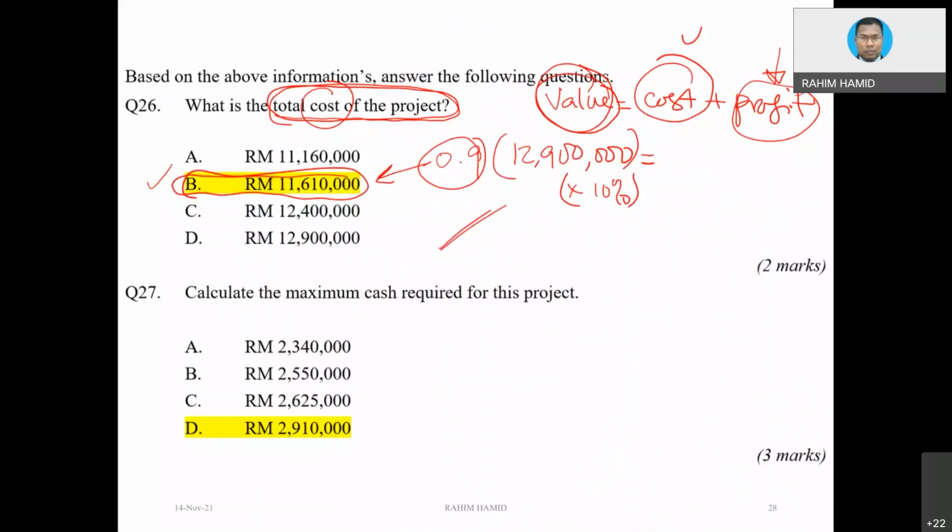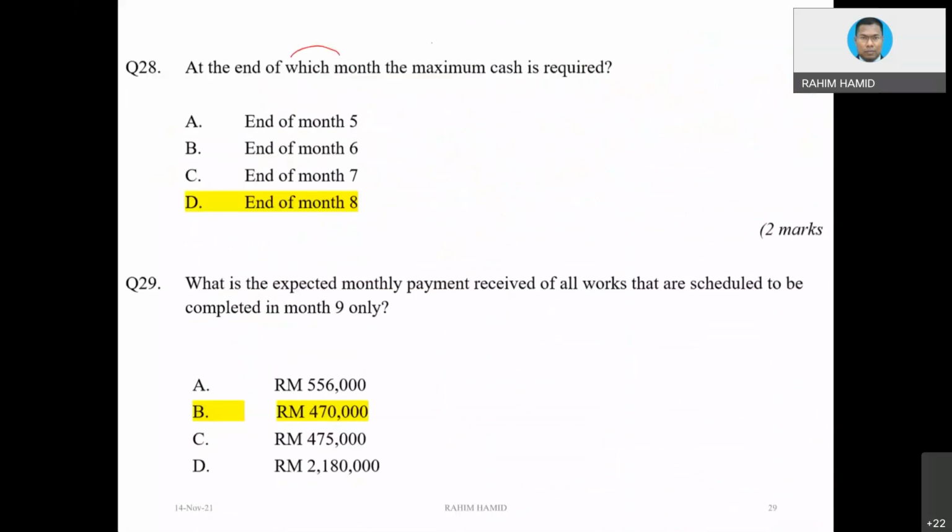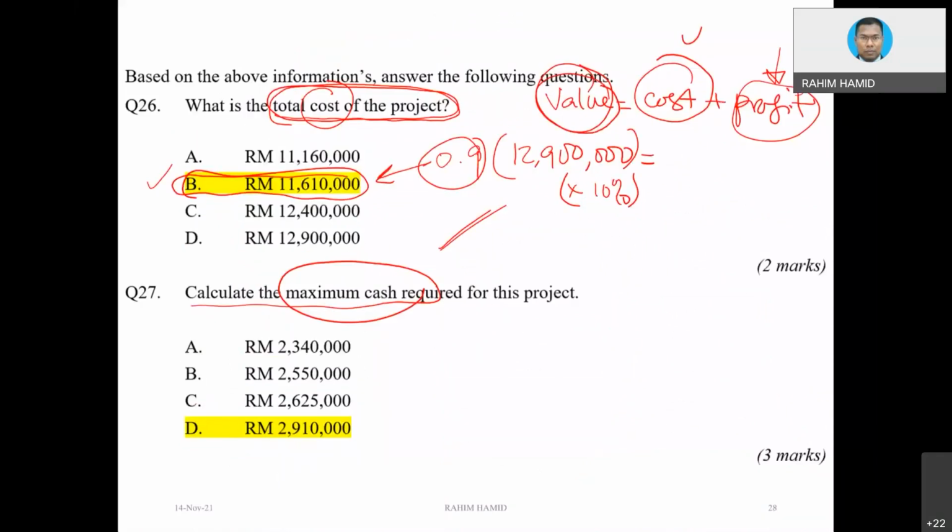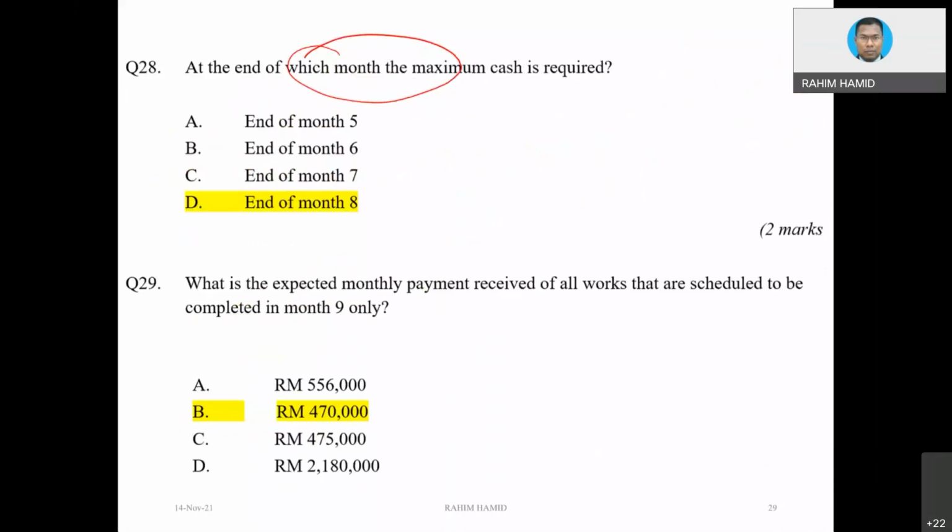But then the most difficult one is this one. Calculate maximum cash required, and then at which month. So this question and the previous question, maximum cash required, you can get almost instantly, because once you get the maximum cash required, for sure you know in which particular month it is going to take place. So both questions are basically interrelated, except that this one is another twist. It's asking for monthly payment, not the cumulative. Okay, never mind, just simply go through our slide here.